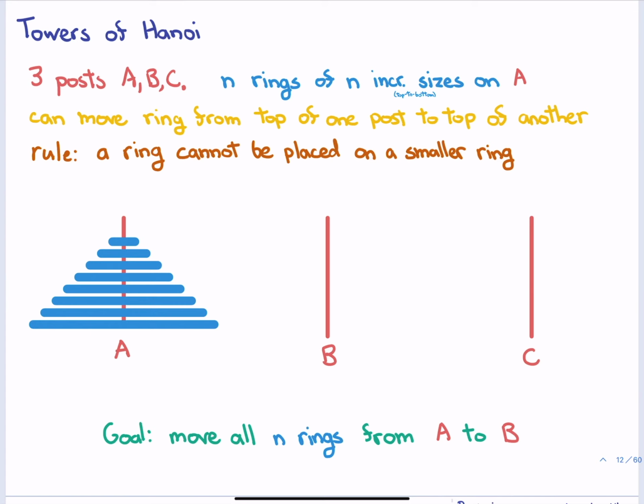Okay, I think in the story there's like 64 rings or something, some large number. And what you're allowed to do is take a ring from the top of one post and move it onto another post where it goes on top. But the rule is you have to maintain this kind of ordering. So you can't put a ring onto a smaller ring, right?